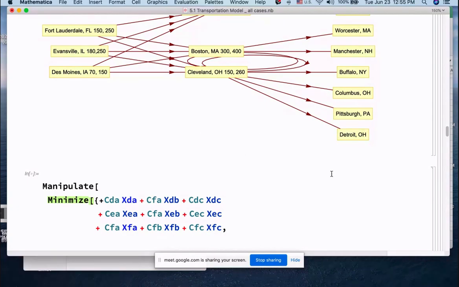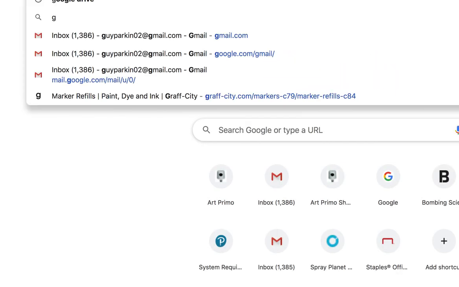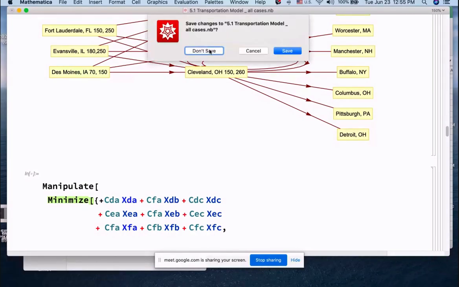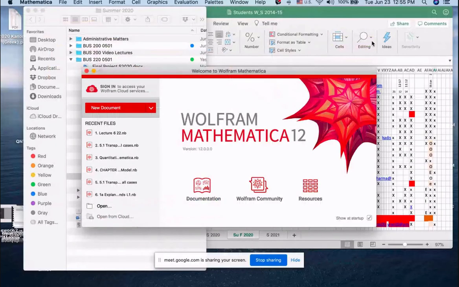I want you to play around with that stuff so it becomes comfortable and familiar. I don't save any changes. And I'm done.